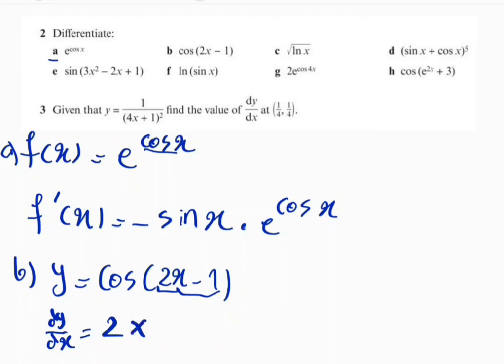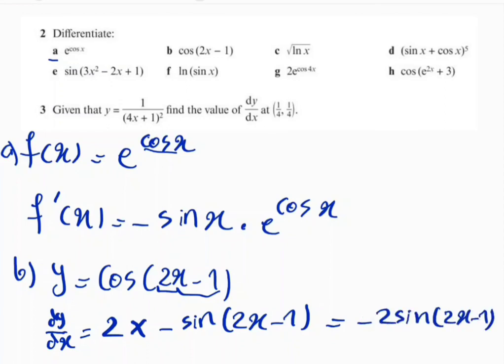Now here you need to be careful, because this time we keep the inside but we differentiate the outside. So outside is cos, and we know that cos differentiates to minus sine. So we will have minus sine of 2x minus 1. And of course we can simplify this, which is equal to minus 2 sine of 2x minus 1, and that's the answer.